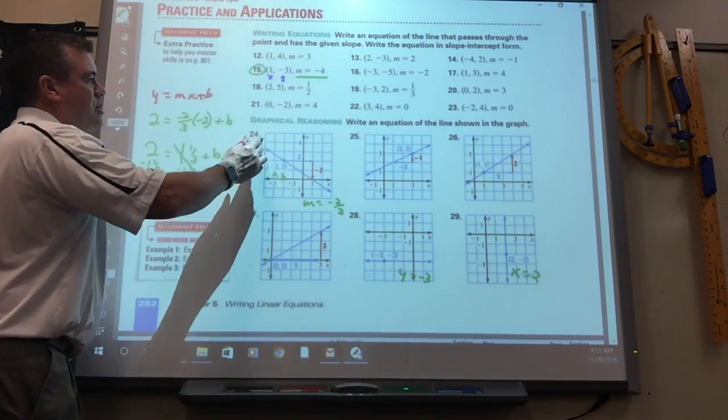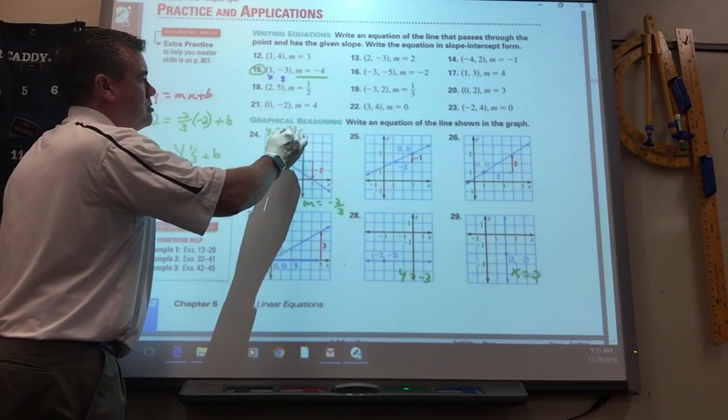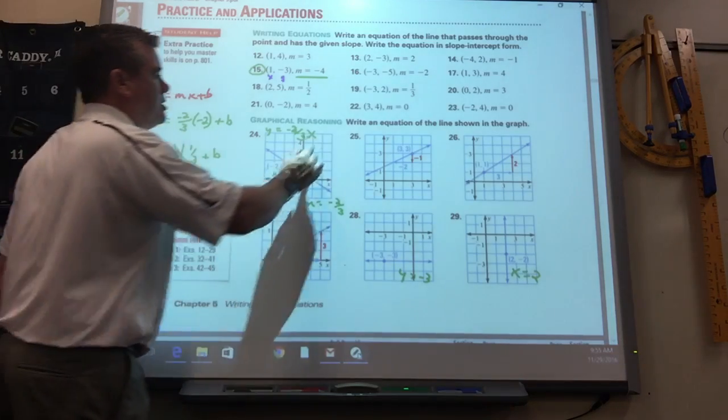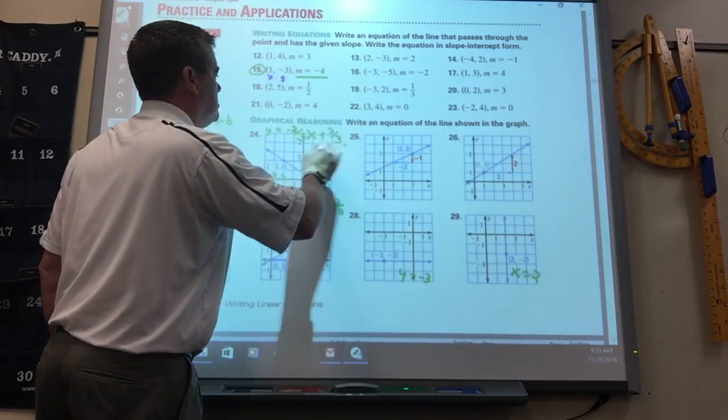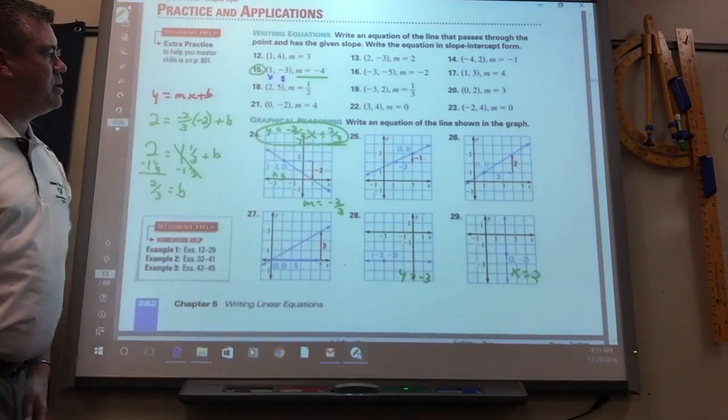So this equation is Y equals negative 2/3 X plus 2/3. Which it does look like, yeah, it crosses right about at 2/3.